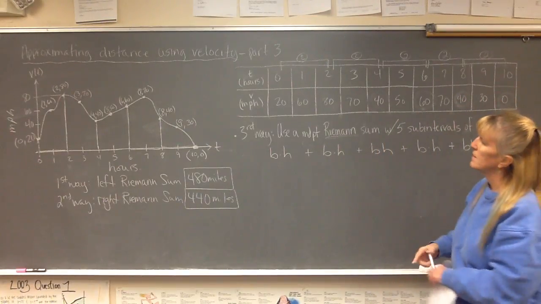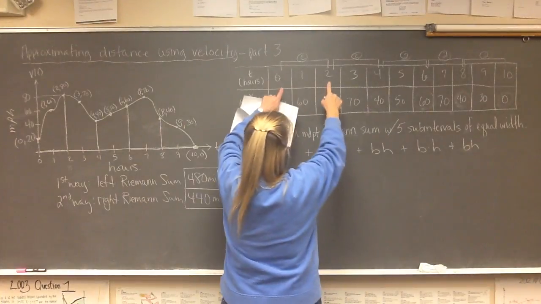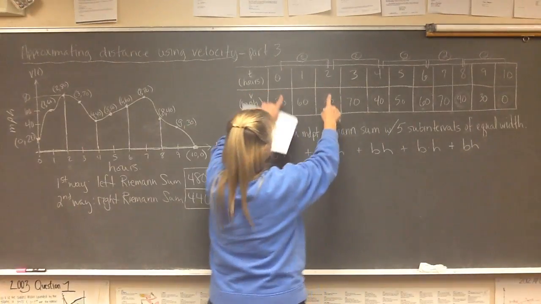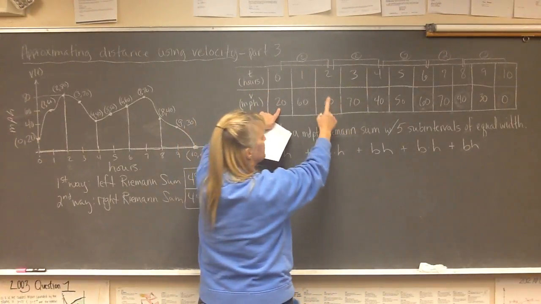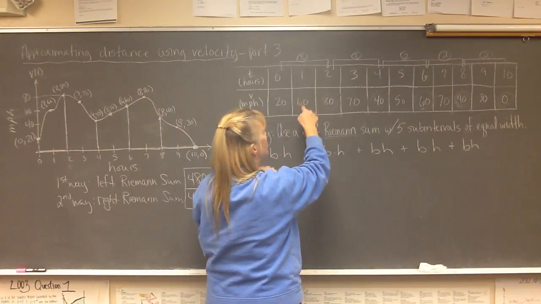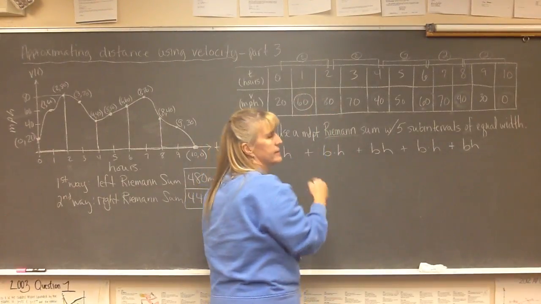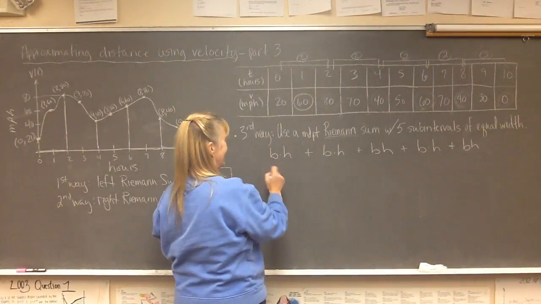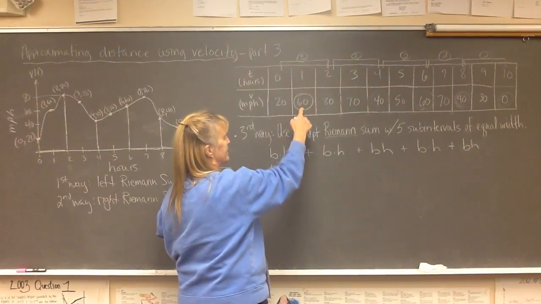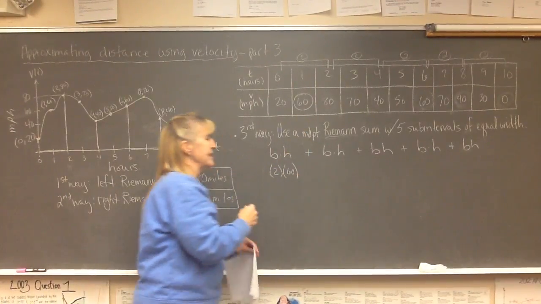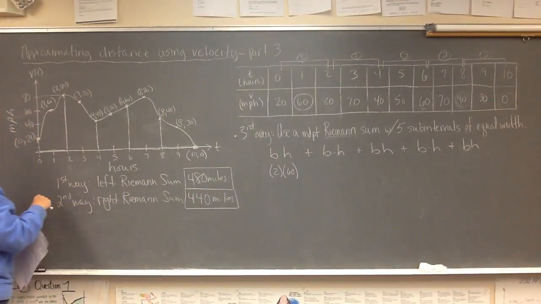Alrighty. So, I have my subinterval between 0 and 2. I use the 20 for the left side, I'm going to use the 80 for the right side, and I'm going to use the 60 for the midpoint. That should make really good sense to you. The base is a 2 and the height is going to be 60. Now see how that focuses back over here in my picture.